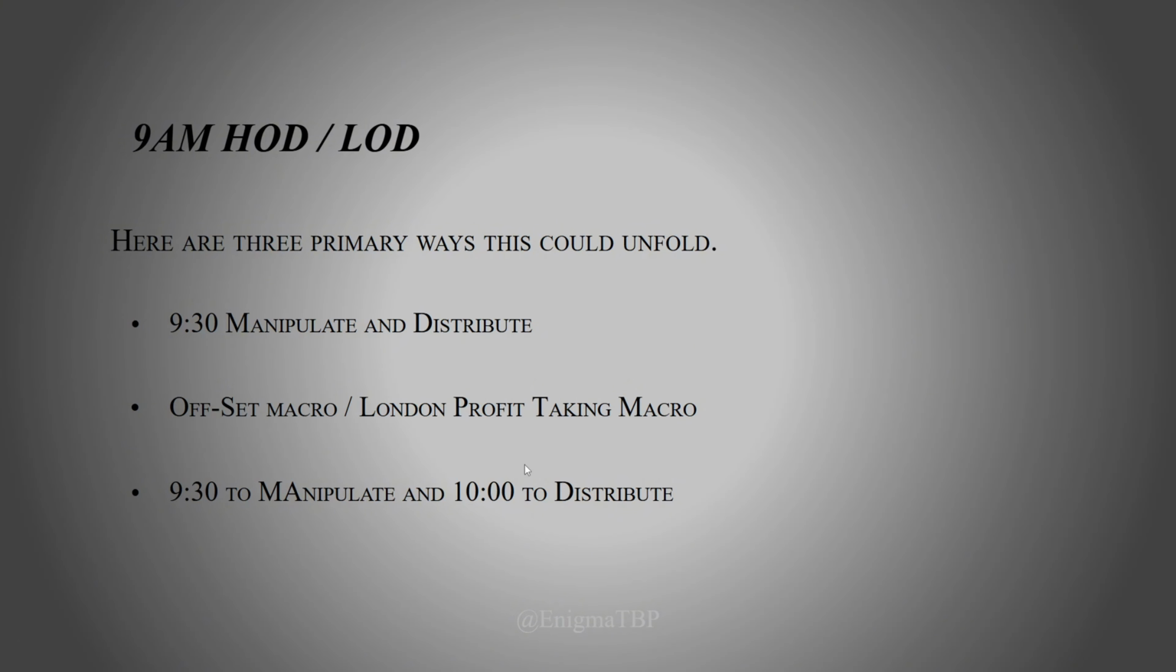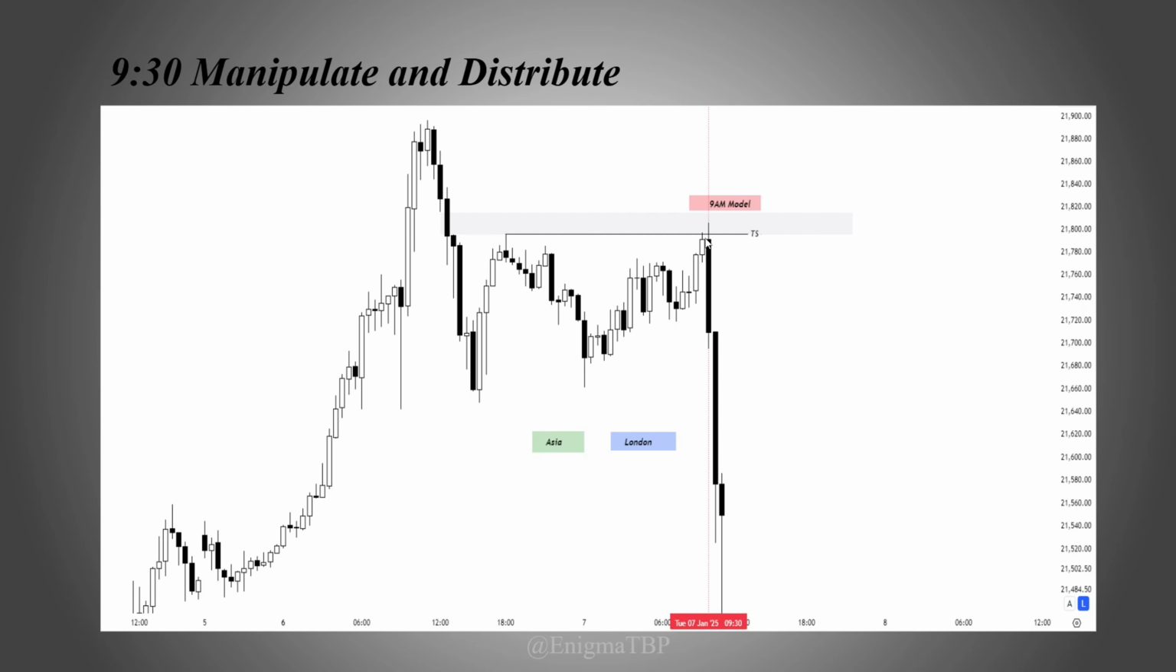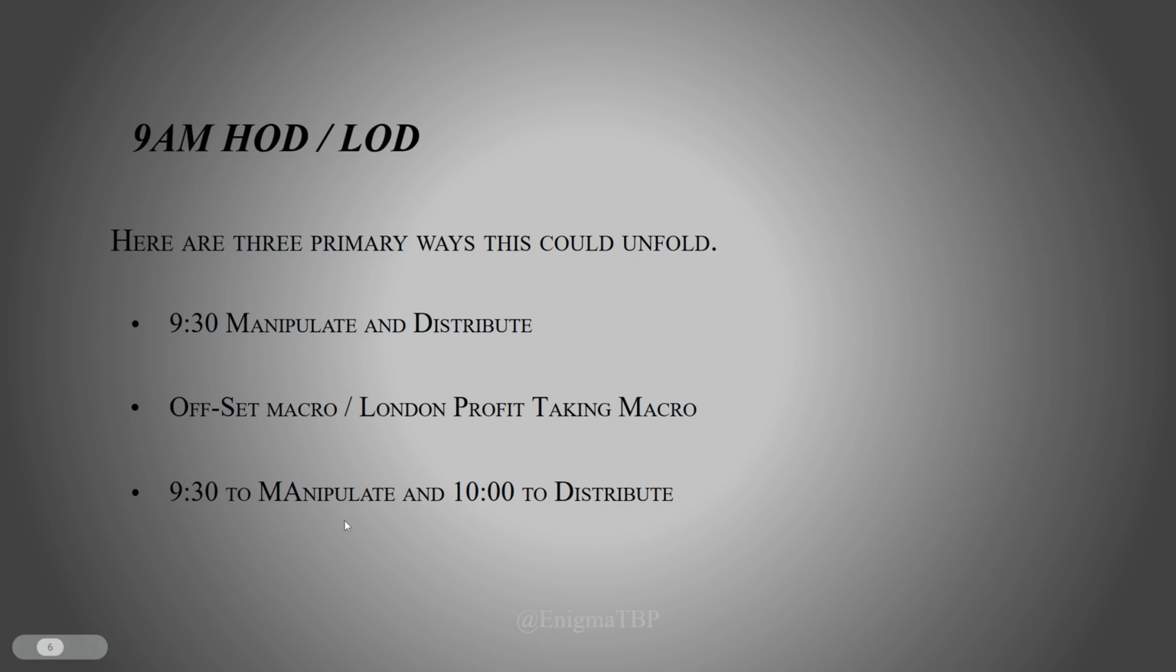is when 9:30 manipulates like in here, but we have news at 10 a.m., so we will not distribute until 10. So you'll have to wait till 10 a.m. news to drop, and we might see a scary failure swing or tapping into another key level, and we could go lower. Right? That's what the third, 9:30 to manipulate and 10 a.m. to distribute, is.